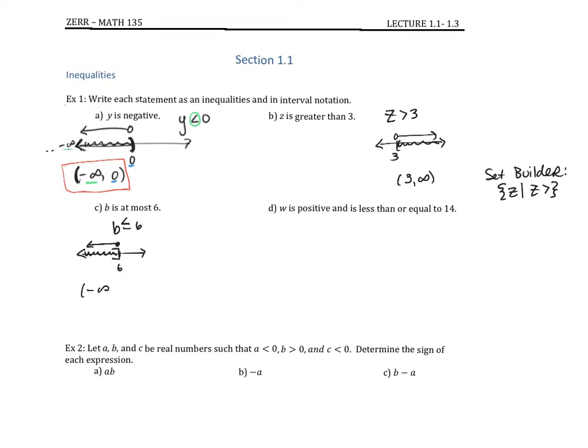So in the interval notation, I always use a parenthesis for negative or positive infinity. And then we go to 6, since we include that. We have this equal here, so we get to use our bracket.